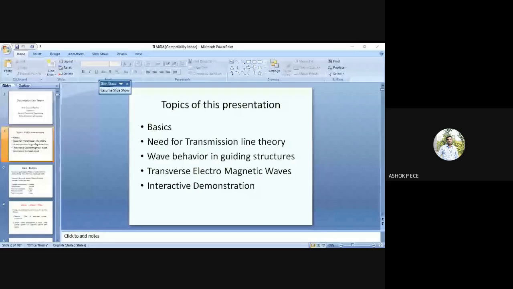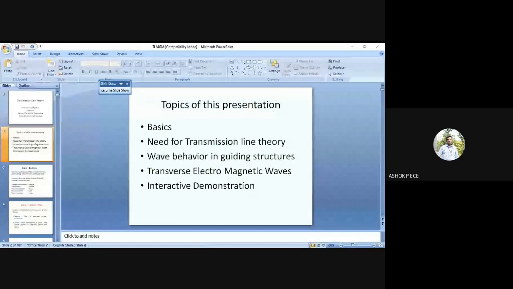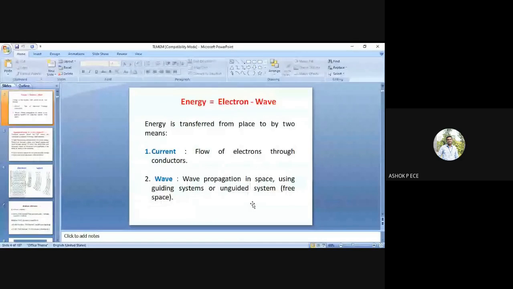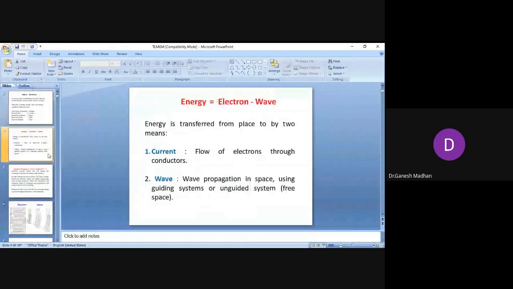Sir, we are seeing only slide number 2, sir. Slide number 2, energy equal to electron wave. Now I am in the slide, I think it should be number 4, quantum of energy. Is it? No, sir. We are in 2 topics of presentation. That slide is visible to us, sir. So maybe then I should put that. Maybe you can put slideshow and then move, sir. Yes, it's moving, sir. Now it is in slide number 4, sir. Now what is the slide? Slide number 3. Basics electrons. Slide number 4. Yes, sir. Now, Basics energy electron wave.